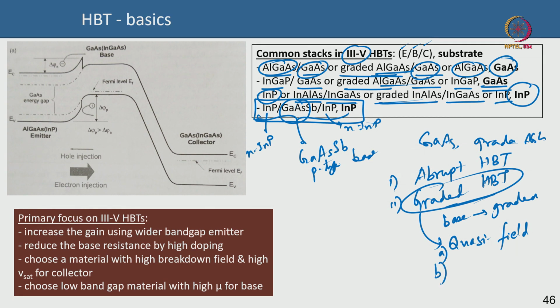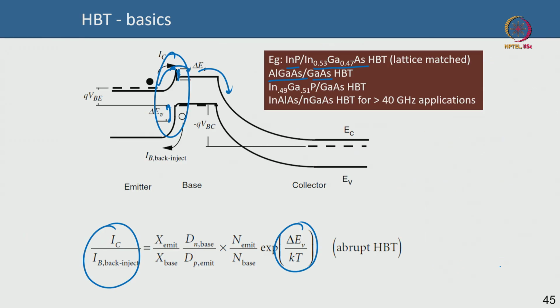The second effect with the graded HBT is that the back injected current, if you recall the last slide, is actually suppressed not by delta EV, but by delta EG over kT, and delta EG is the total band discontinuity, delta EV is the valence band discontinuity.